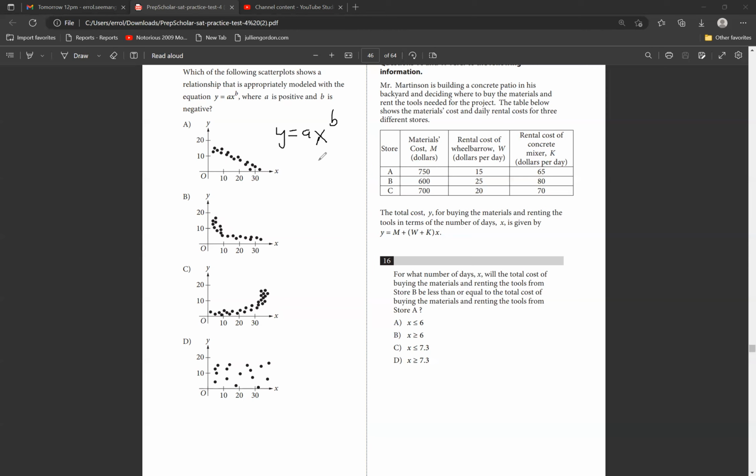Which of the following scatter plots shows a relationship that is approximately modeled by the equation, where A is positive and B is negative? So if B is negative, what's happening to this overall function? Is it decreasing? That's what I'm thinking. This will be A over x when B is negative one. If B is negative two, this equals y equals A over x squared. So that means the output is getting smaller and smaller and smaller, which means A seems like the right answer then.